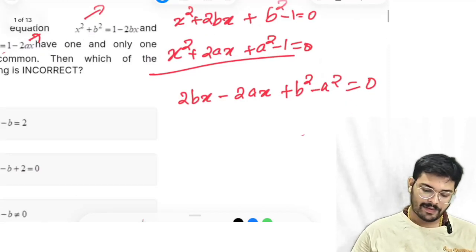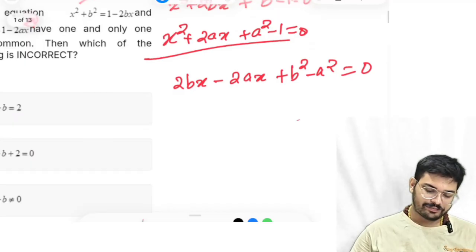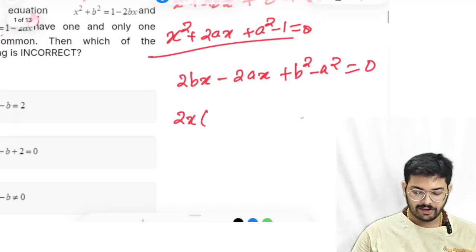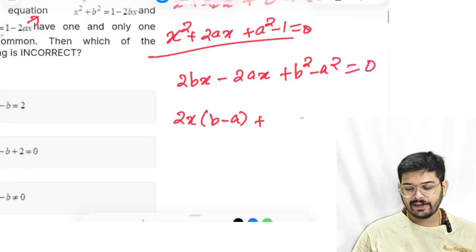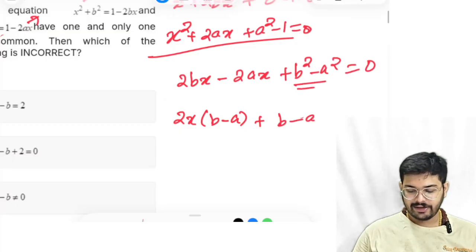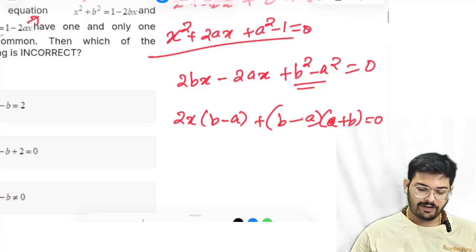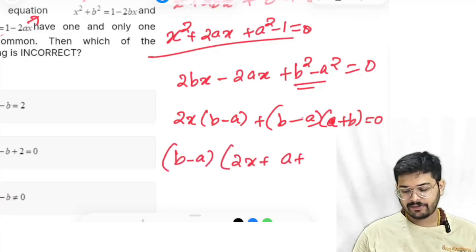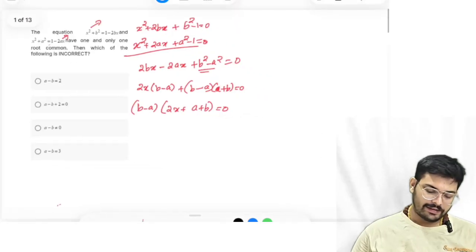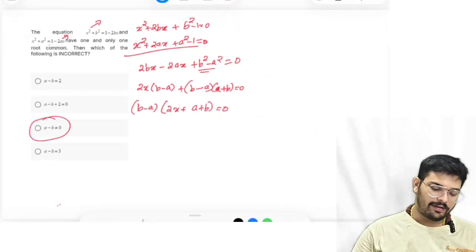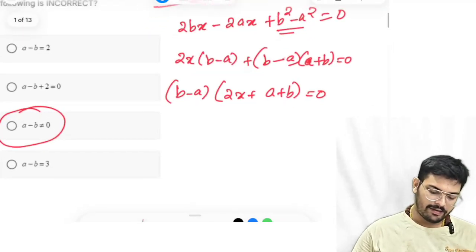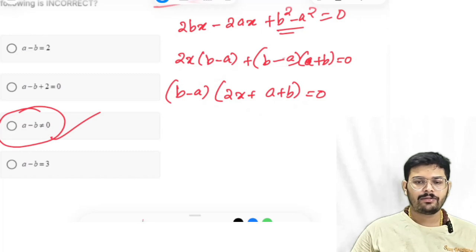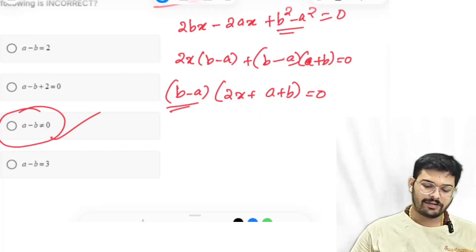be cancelled. Now here you can take 2x common, it will be b minus a. Here you can write a square minus b square, that is a minus b into a plus b, which is equal to 0. Now you can take b minus a common, then it will be 2x plus a plus b equal to 0. Now the thing is, we already know a minus b not equal to 0. If a minus b equal to 0, a and b will be the same, both polynomials will be the same, they have two roots in common. Therefore, this is a non-zero number.